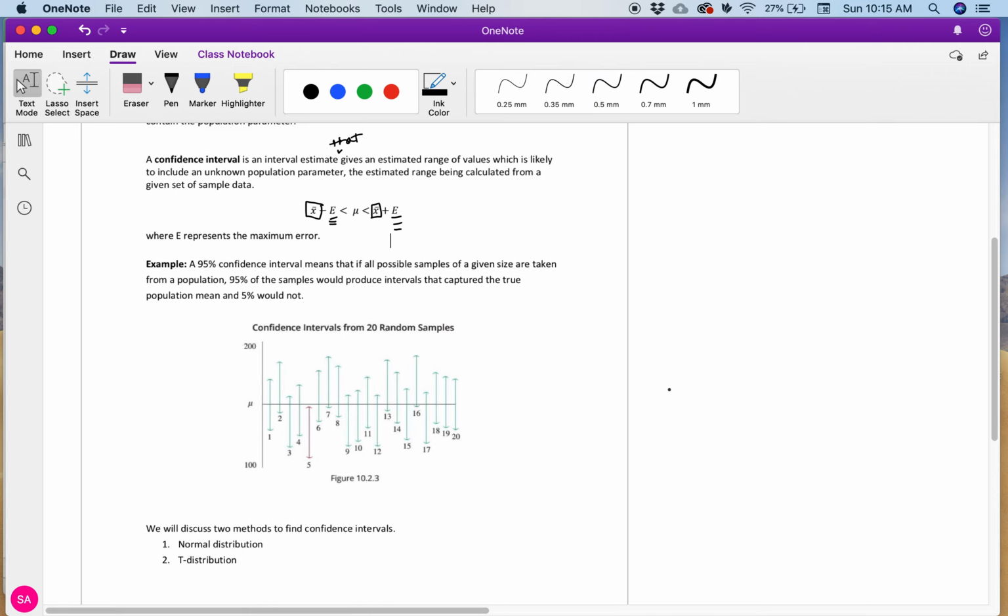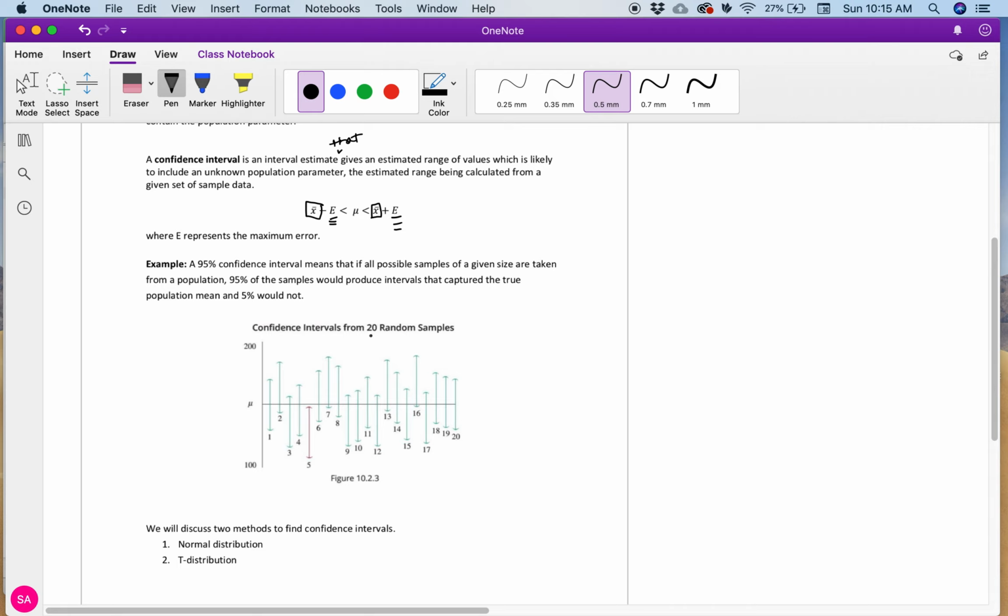So, quick example before we get into the math, which will actually be presented in another video. A 95% confidence interval means that if all possible samples of a given size are taken from a population, then 95% of those samples would produce intervals that capture that true mean, whereas 5% would not. And here's an example.